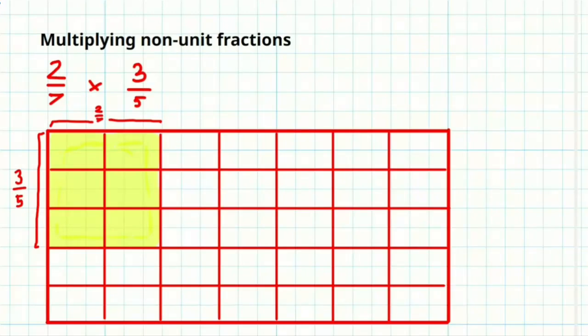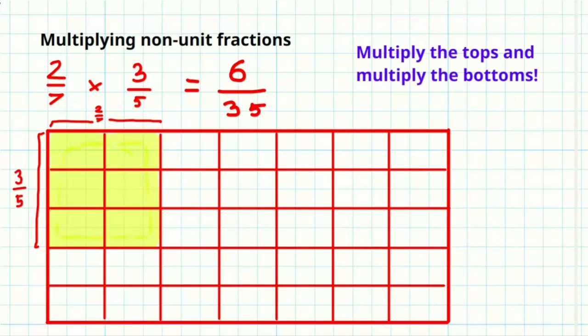In total, we've got 35 equal parts. All these small rectangles are the same size. And we can see that by doing 7 times 5. The number of parts we've got is 6, and that comes from doing 2 times 3. So our answer is 6/35. And the rule to remember is you multiply the tops and you multiply the bottoms.